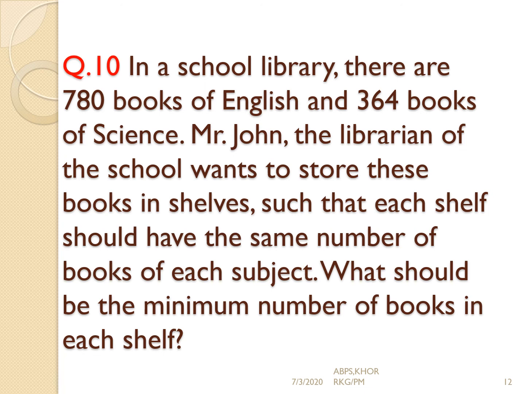Now what we have to do? 780 books of English and 364 books of science, and we have to arrange these books in shelves. Equal number of books, it means we are going to find out the common factor. It means you are going to work out the highest common factor, and then we will have the minimum number of books in each shelf.